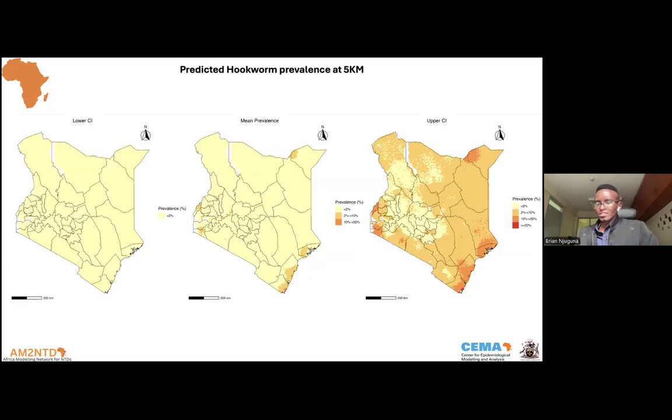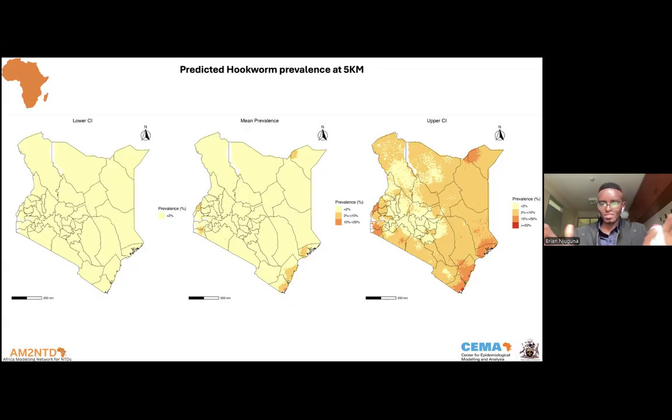So after doing that and running the geostatistical models, we were able to predict the prevalence at high resolution. What you observe here on the first map on the left is the lower credible interval, then in the middle we have the mean prevalence, then on the map on the right we have the upper credible interval. As I had mentioned earlier, the country is divided into very small squares of 5 by 5 kilometers, and for each we have the prevalence, but we overlay with the counties just to see where these boxes fall.